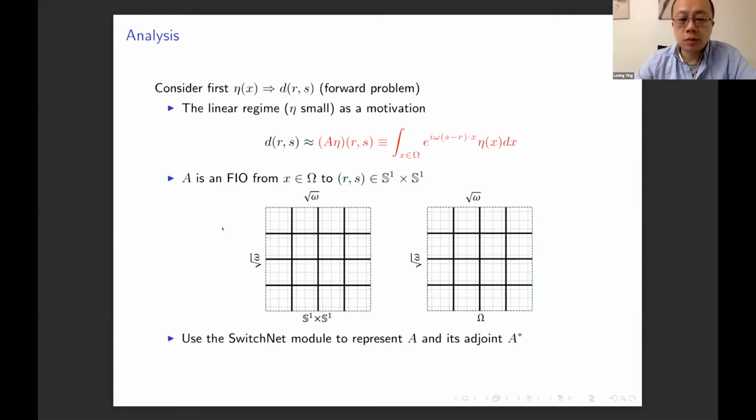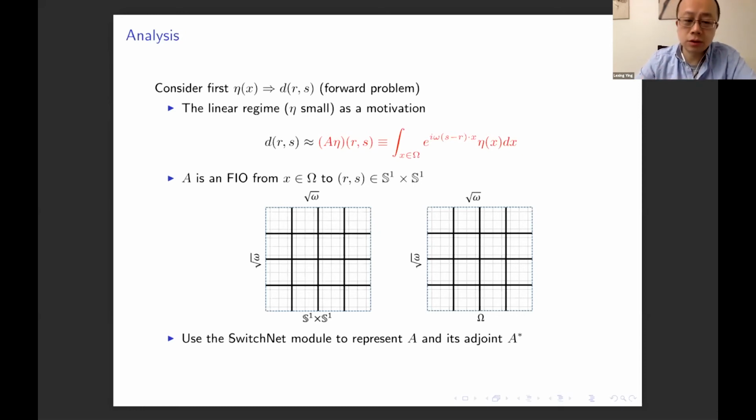Now, once it's a Fourier integral operator, we can see whether this SwitchNet idea works or not, whether we can do this block decomposition. In fact, we can. The middle picture shows that we can partition my spatial domain omega into square root omega by square root omega blocks. On the left-hand side, you can also partition your data domain S1 cross S1 into square root omega by square root omega blocks. And the interaction between any block on the left and any block on the right is numerically low rank.